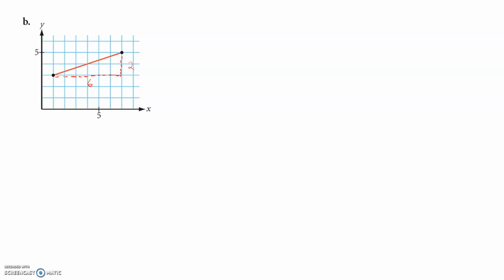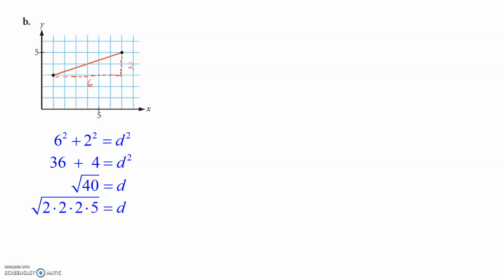If you want to know that red distance, the distance between those 2 points, this point here is at (1, 3) and this one is at (7, 5). To find the distance between (1, 3) and (7, 5), you can make a right triangle by coming down and going over: 2 here and 6 here. Then I can use the Pythagorean theorem. 6 squared plus 2 squared is d squared. 36 plus 4 is d squared. 40 is equal to d squared. Take the square root of both sides. Square root of 40 is equal to d.